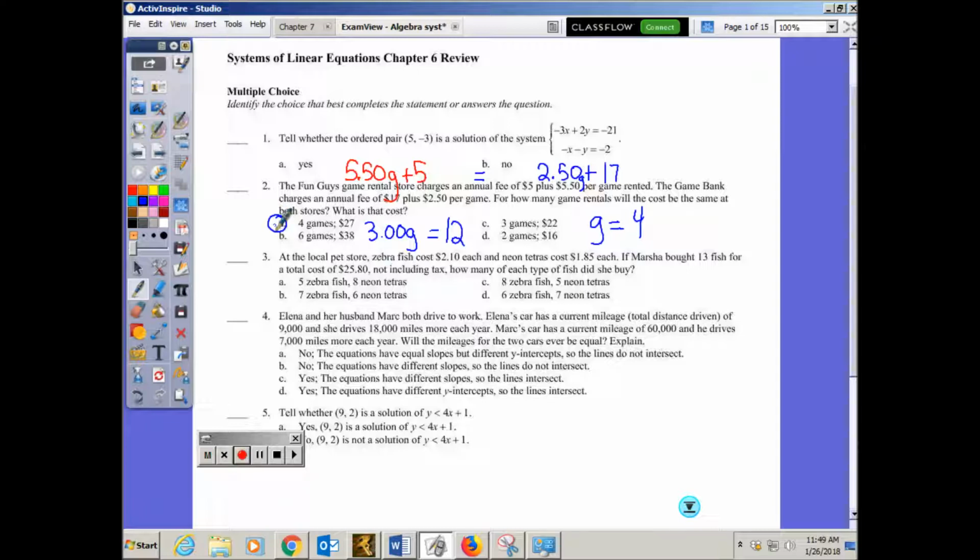I could check that. I don't know if you have a calculator in front of you. I'm going to do this on the calculator. If I have 4 games at $5.50 each, that's $22. Plus 5 is 27. Over here, if I have $2.50 a game times 4 games, that's $10. Plus the $17 charge is 27. So that's why A is my correct answer.